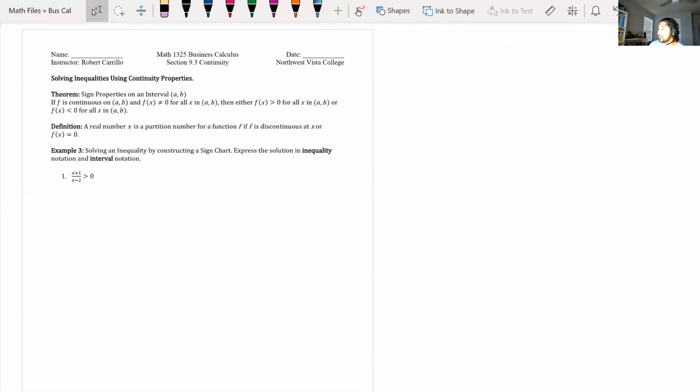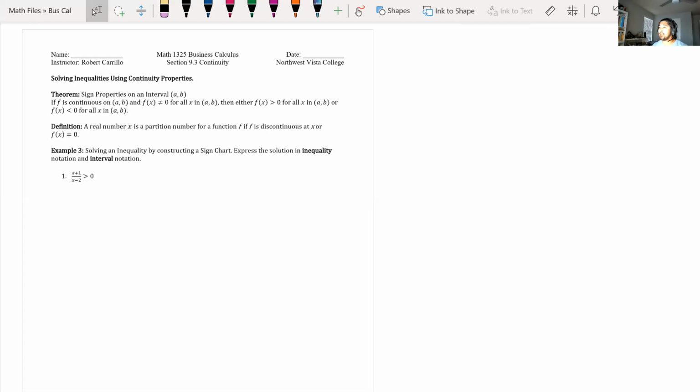So this next example is going to get us used to making sign charts. You're not going to see sign charts till the second exam, I believe, or maybe the third exam. But as long as you see how to make a sign chart now, it'll help you out in the future. So we're going to use the Sign Property. It says if f is continuous on some open interval AB and f of x doesn't equal 0 for all values of x in this open interval AB, then either the y values f of x are greater than 0 for all x in this open interval, or all your y values are less than 0 for all values of x in this open interval.